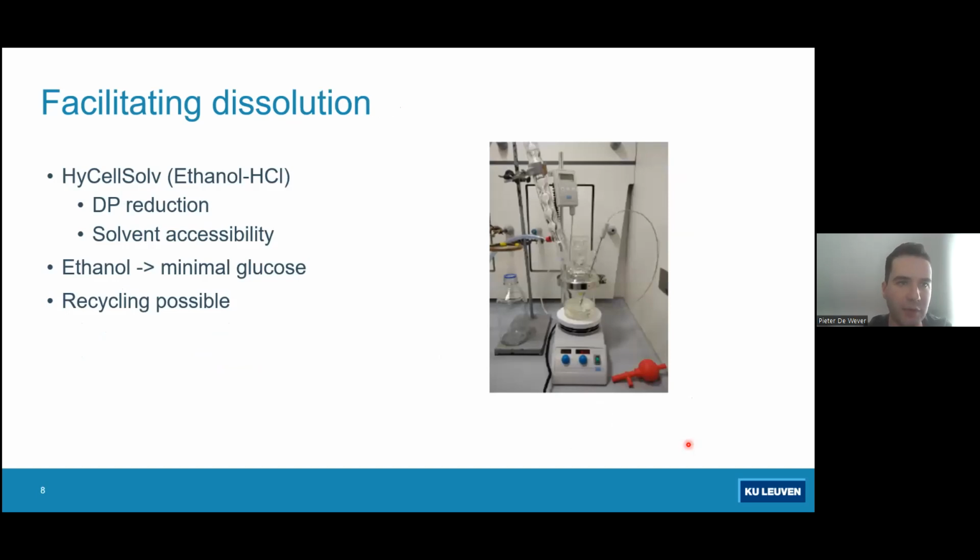Now, before we dissolve the cellulose in the tetrabutylphosphonium hydroxide, we adapted the high-cell-solve pretreatment, which is basically pretreating the dissolving pulp in a mixture of ethanol and hydrochloric acid. This pretreatment is known to lead to a controlled reduction in degree of polymerization, but it also improves the accessibility of the solvents towards the cellulose fibrils. The reason why ethanol is being employed in this process is because it leads to minimal formation of glucose, and it is known that the liquid can be recycled and directly reused for an additional pretreatment of the next batch.